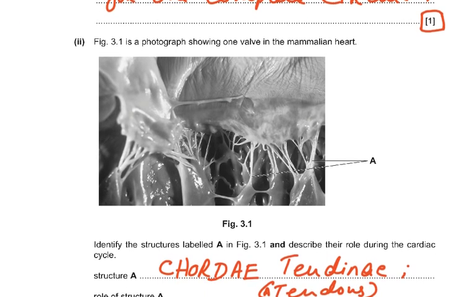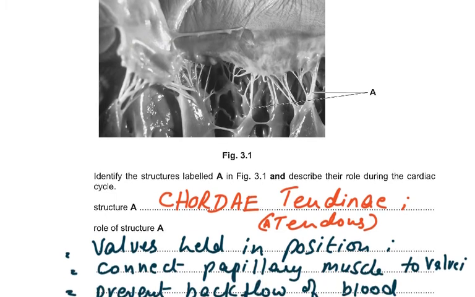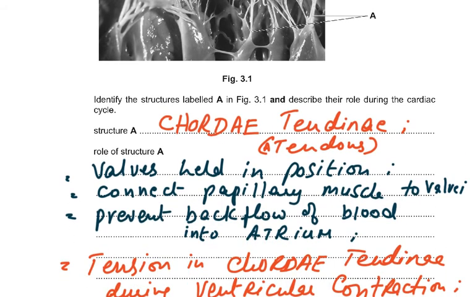Then figure 3.1 is a photograph showing one valve in the mammalian heart, and you see these thread-like structures. And of course, you know what it is. You could have said tendons, you could have even said heart strings. Identify the structure labeled A in figure 3.1, and describe their role during the cardiac cycle. So structure A is chordae tendineae, or you could have said tendons as well. That was also allowed. So you could get away with tendon, not the correct labeling, which is chordae tendineae.